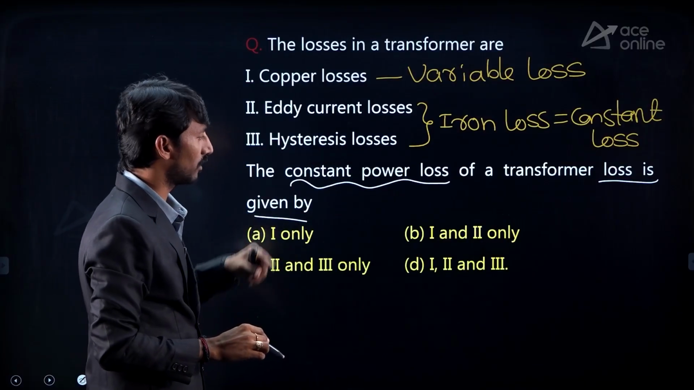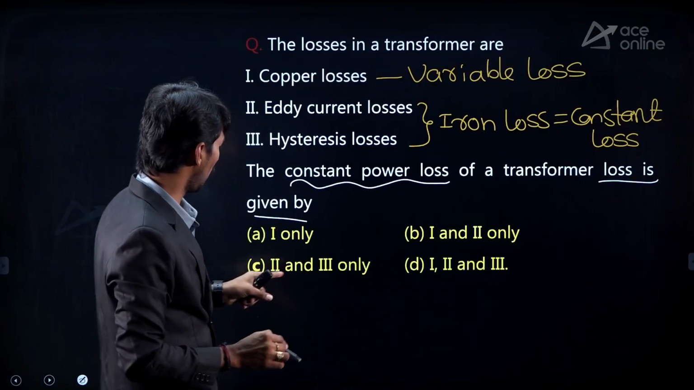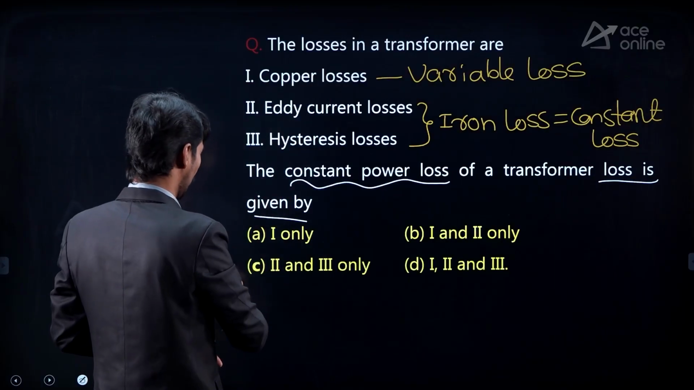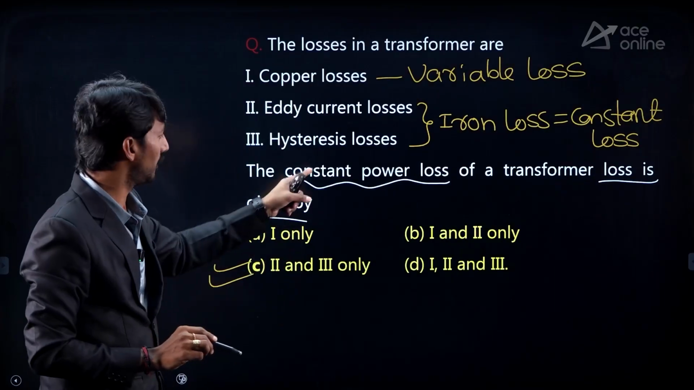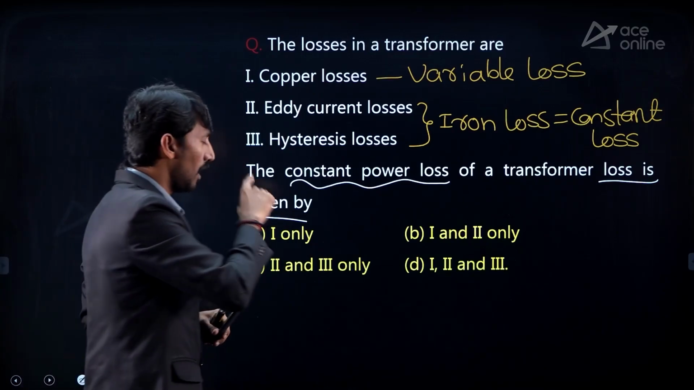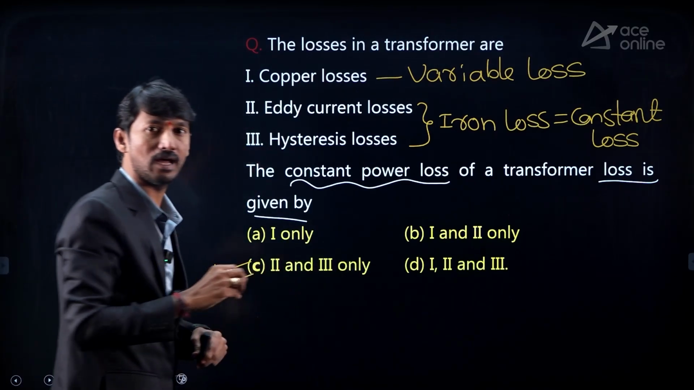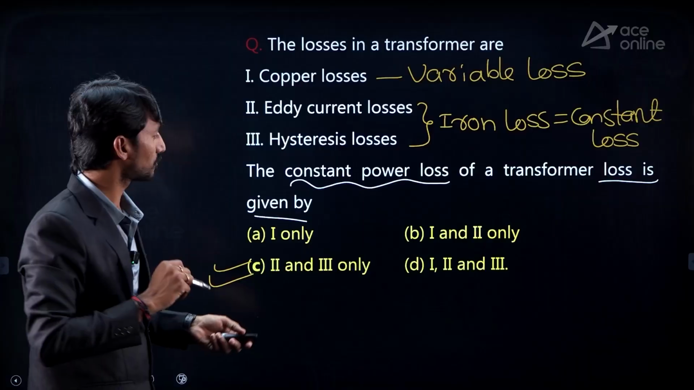So 1 only is wrong, 1 and 2 only is wrong, 2 and 3, yes, 2 and 3 is correct. So these are correspondingly constant losses. That's why the answer is very simple. While choosing the options, be careful. Okay, next one.